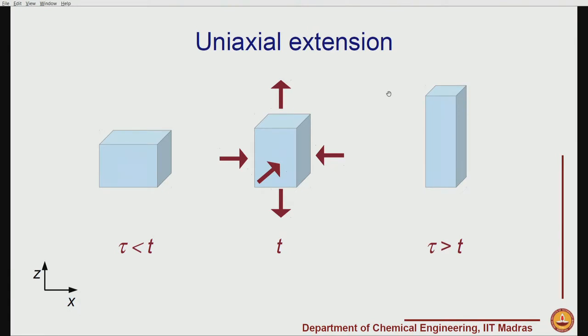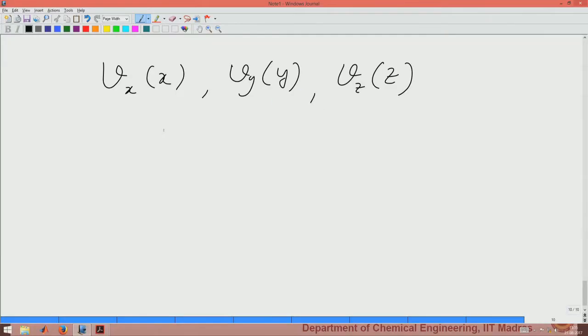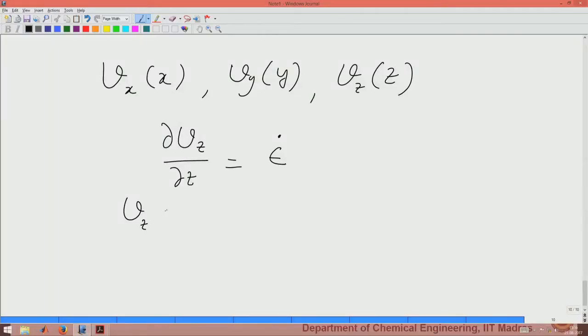What we also said is we can have this pulled at a constant rate. So, this rate of pulling in the z direction is constant. Therefore, we can say del Vz by del z is constant. We will denote that using epsilon dot. So, velocity Vz is epsilon dot times z.